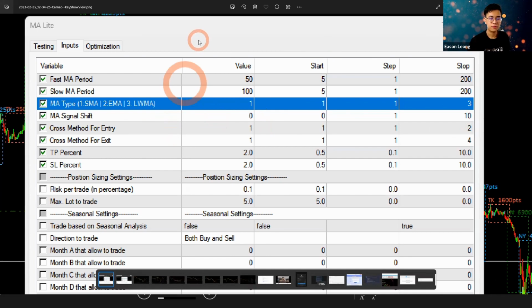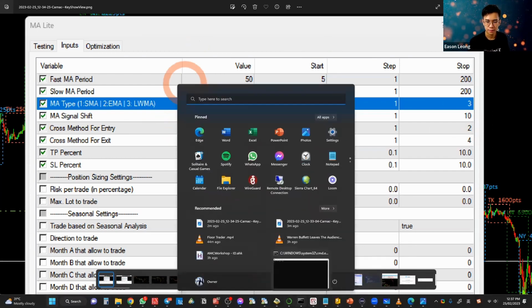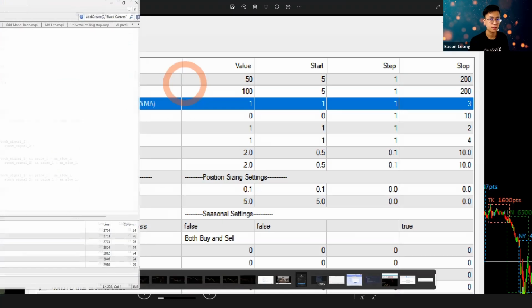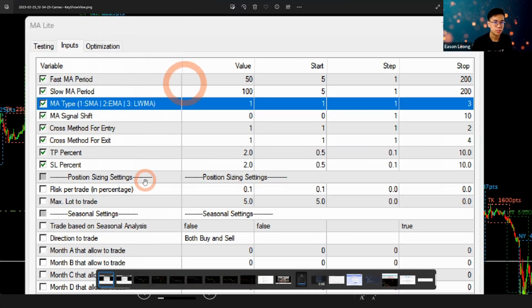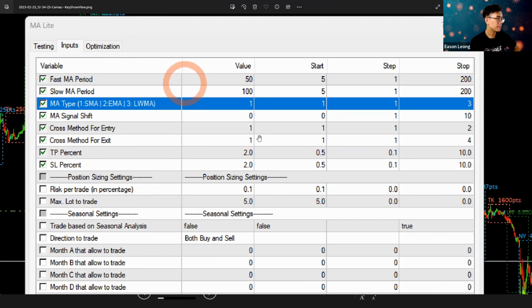Now, the cross method for exit. What does it mean? Cross method for exit means how you want the robot to close the trade for you. You can just write it down in your notebooks. If you choose 1, that means when the price crosses the fast MA, it will just close the buy trade. Sorry, not cross up, cross down.